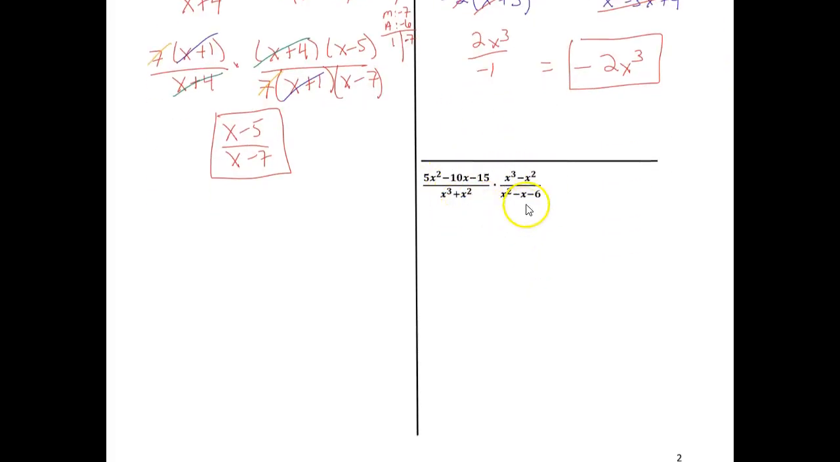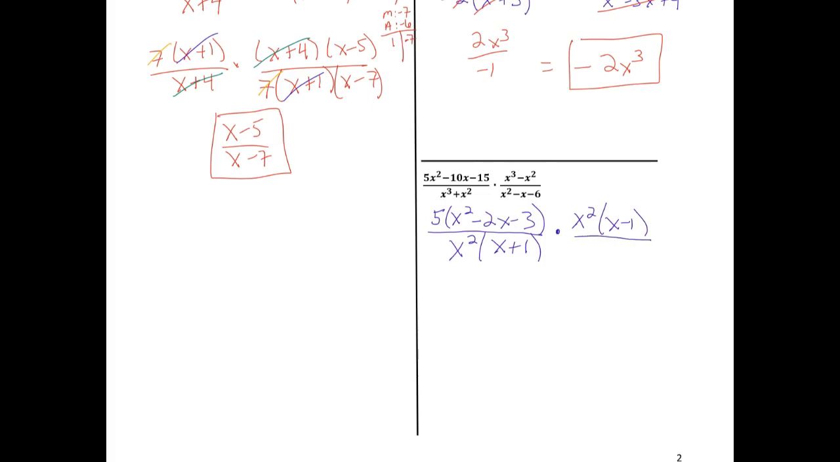In this next one, same thing. I always start with the GCF. So on this left rational expression in the numerator, I see a 5 in common. I'm going to go ahead and take the 5 out. I would be left with x squared minus 2x minus 3. In the denominator, they both have an x squared that I can take out, and I would be left with x plus 1, right? x squared divided by x squared would be positive 1. In the numerator of the next one, I can take out an x squared as well. I'd be left with x minus 1.